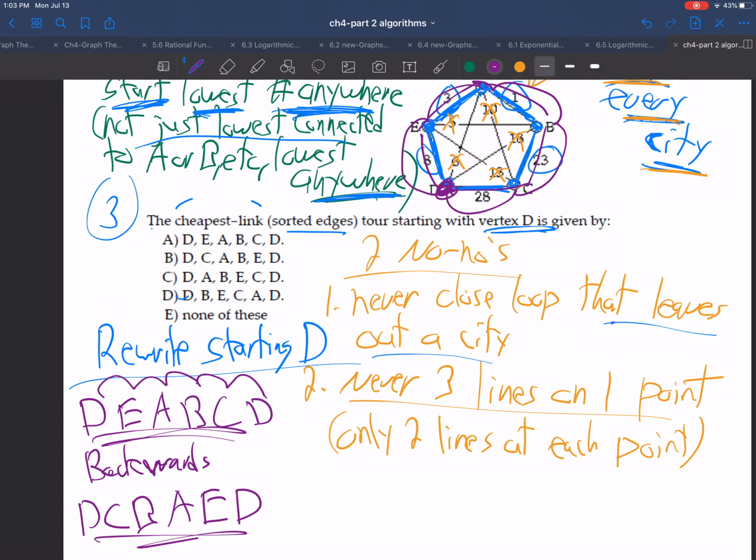Either one of those answers is right. Do we have one of those answers there? D, E, A, B, C, D. There it is. There's the right answer. And we did it with the method called cheapest link or sorted edges.